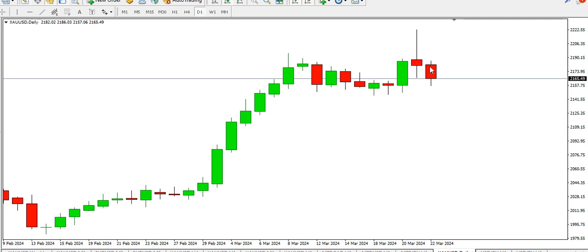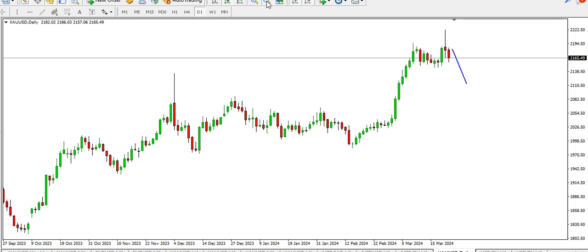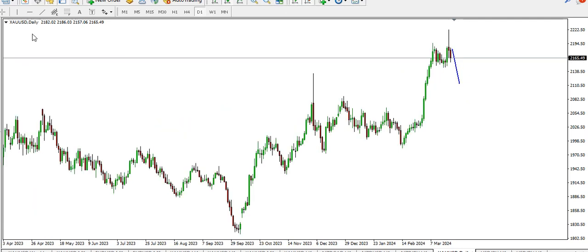Then looking at the daily time frame, we've already analyzed the daily time frame. This is an evening star candlestick pattern. We might likely see a drop on the daily time frame, but the overall trend is expected to be respected.